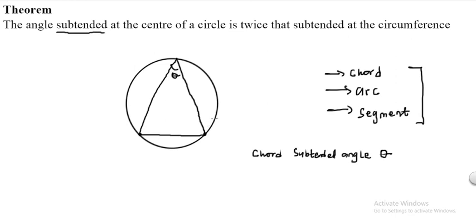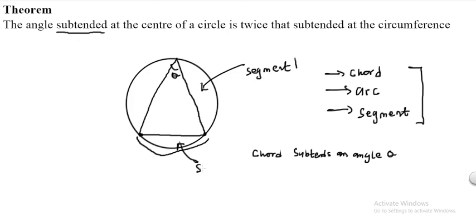Now I could also say this same chord also has an arc. So the arc in play here is this arc. So this arc also subtends this angle. The segment here, we have two segments here. You have segment 1 here and we have segment 2 here. This segment has an angle of theta. This segment does not have any angle here.